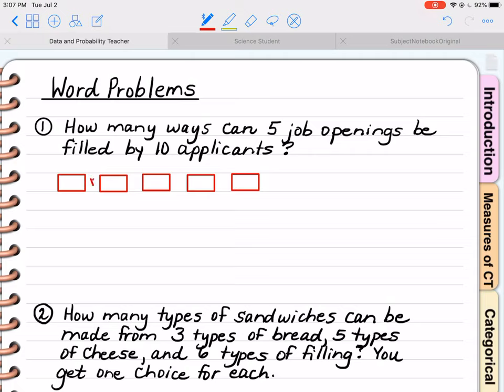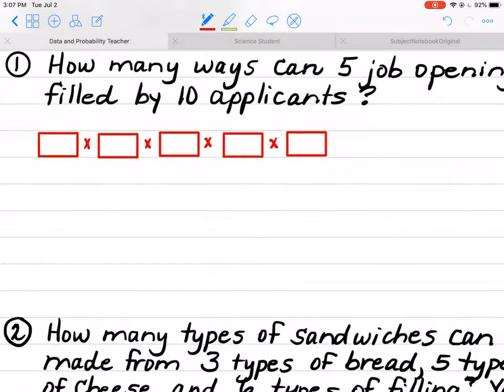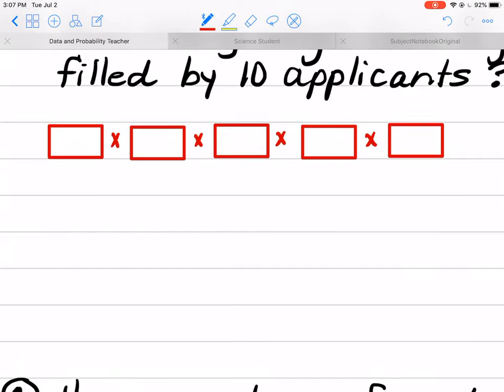Permutations are multiplied, so we know that we're dealing with a product here. So 10 people walk into this office to apply for a job. For the first job, there are 10 possible applicants that I can choose. For the second position, there would only be 9. And then 8, 7, and 6. And then we've run out of jobs. We have filled all the jobs that we had available.